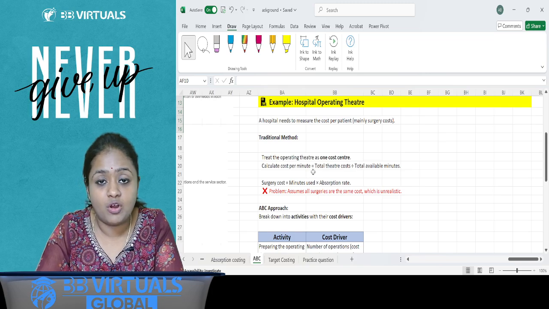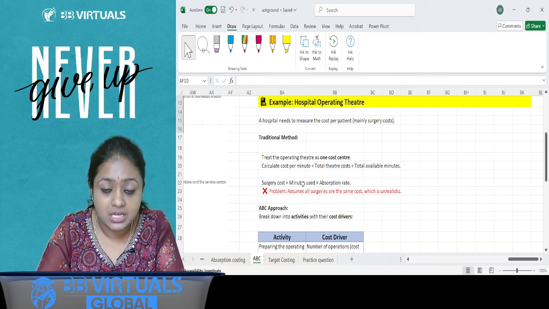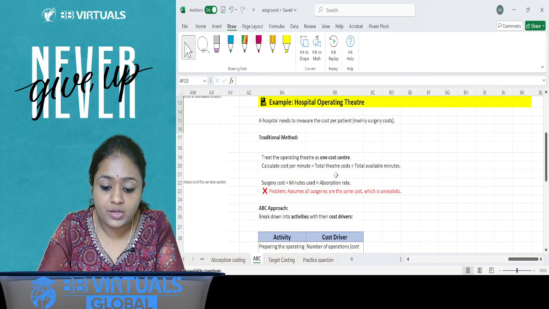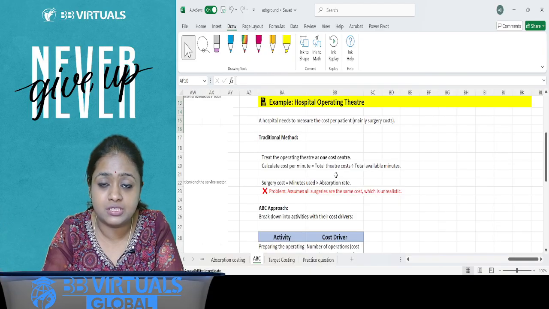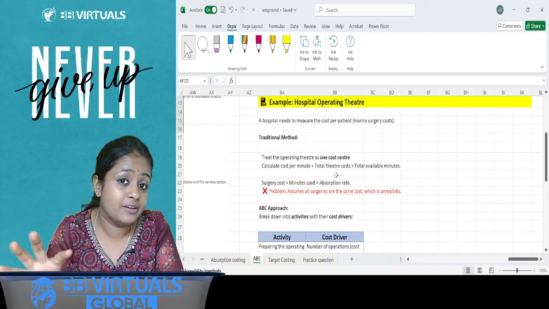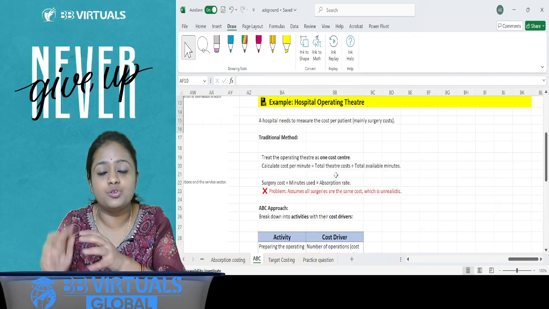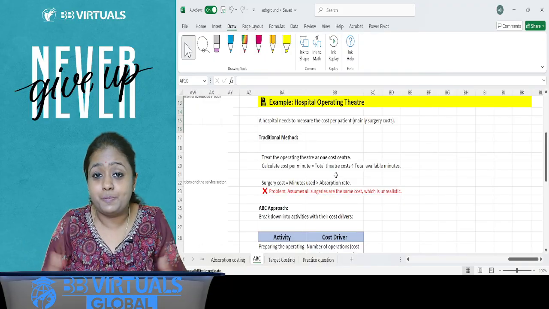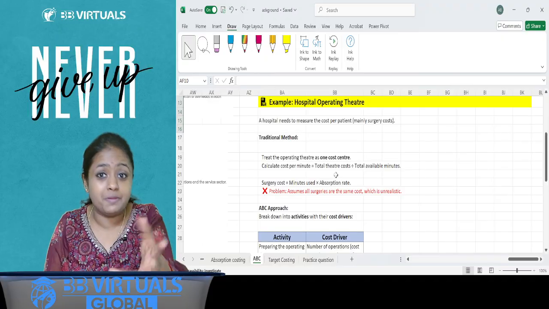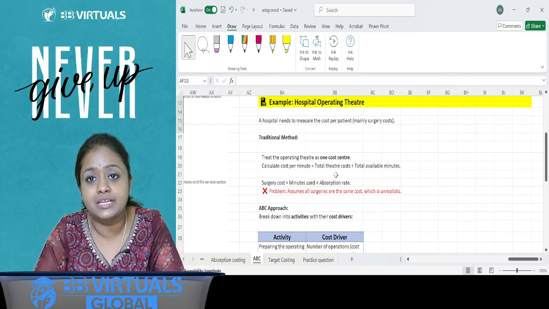Okay, and then we will also calculate cost per minute. That is the total operation theaters cost divided by total available minutes that the operations, the surgery time, is taking. So we can calculate cost per minute also, because when we hire those consultants, the outside specialist doctors, cost per minute becomes very crucial. They charge per minute as well.